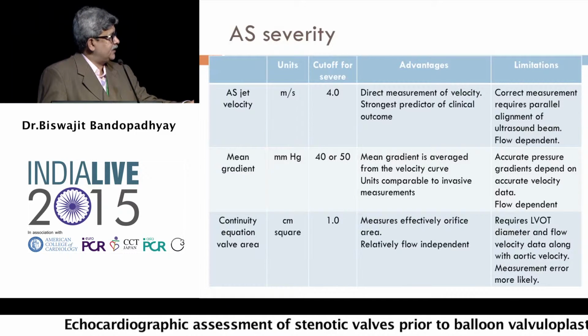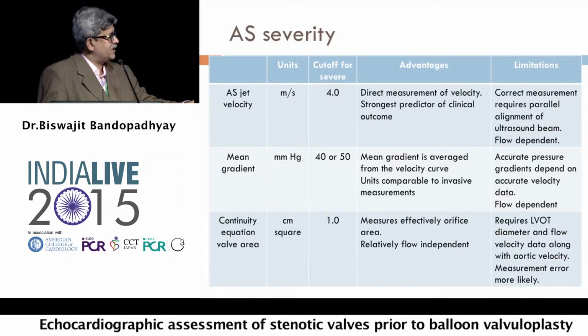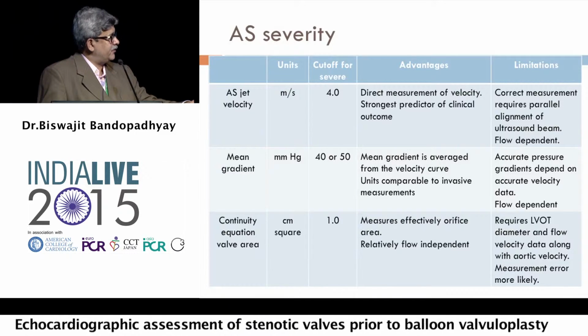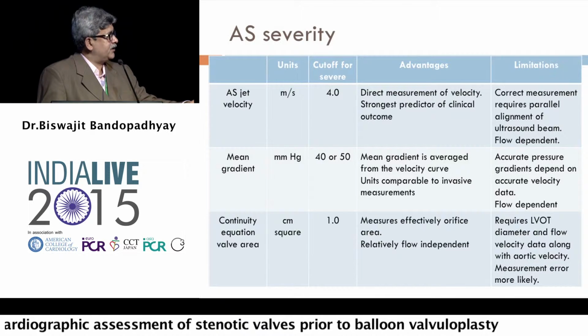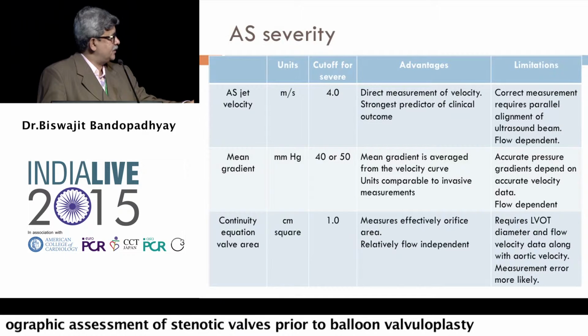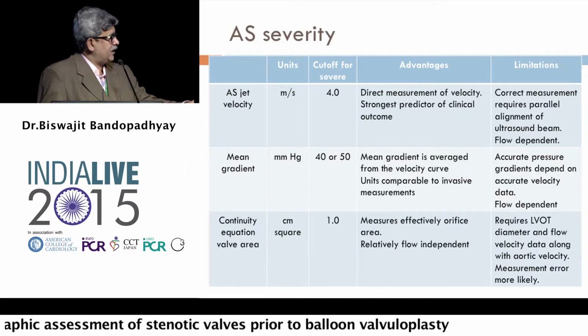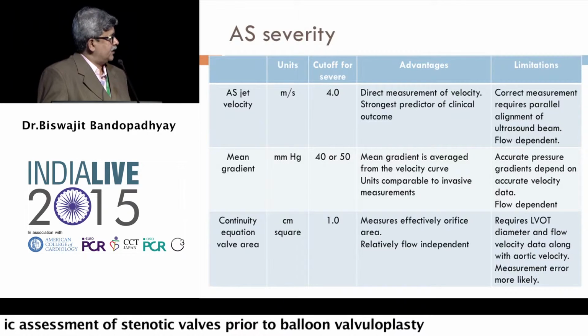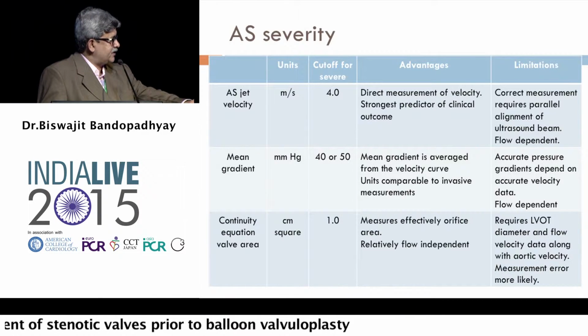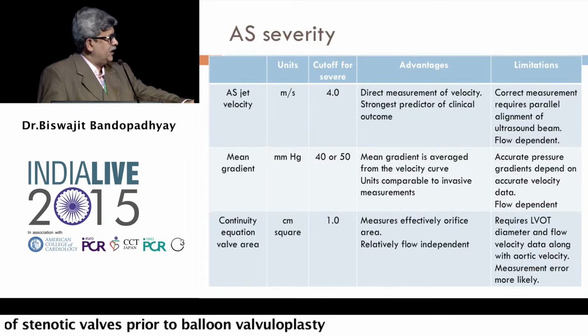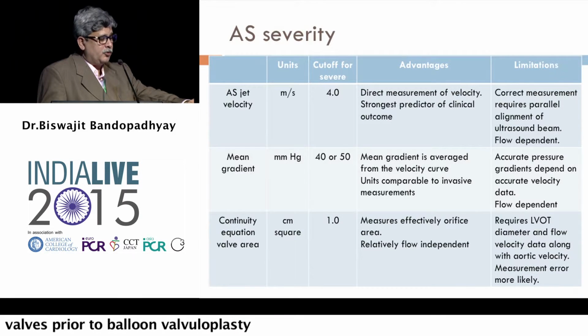For the mean gradient, about 40 to 50 is the cutoff, beyond that is severe. It is averaged from the velocity curve, with units comparable to invasive measurements, and accurate. The limitations are that accurate pressure gradients depend on accurate velocity data, and it is flow dependent. With the continuity equation, valve area below 1 square centimeter is considered severe, and it measures effective orifice area and is relatively flow dependent. But the limitation is that it requires LVOT diameter and flow velocity data along with aortic velocity. Measurement errors are more likely.